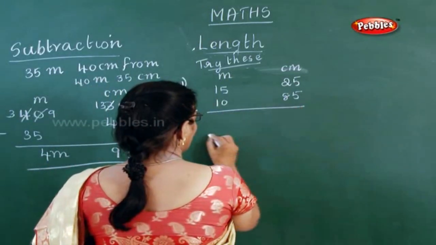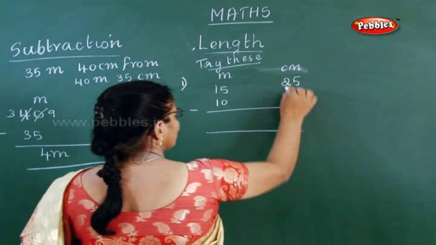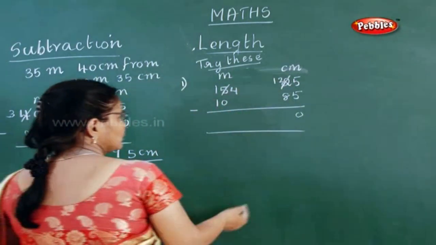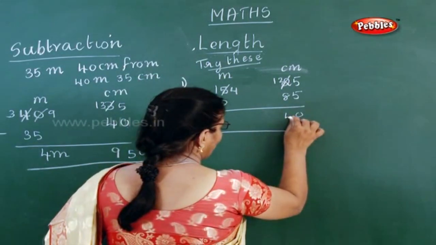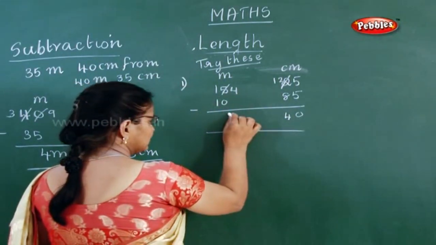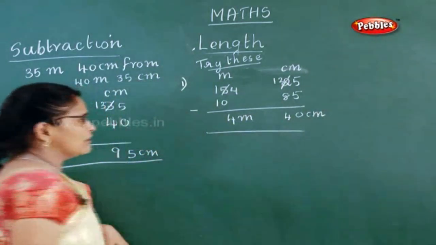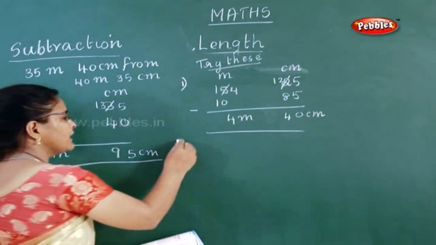So now what will you do here? 5 minus 5 is 0. This will become 12 and this will become 4. You're borrowing it. So what is 12 minus 8? It is 4. And 4 minus 0 is 4. So you write 4 meter and 40 centimeter. Is it clear now? Now next, second sum.